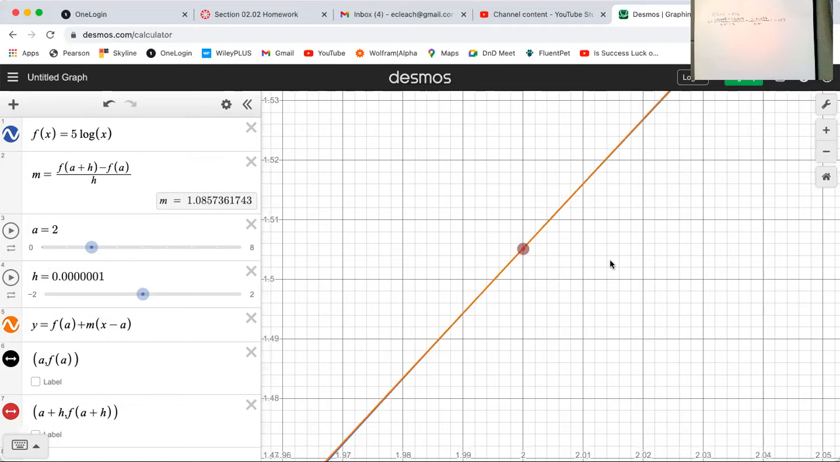The closer h gets to 0, the closer the slope of the secant line gets to the slope of the tangent line.